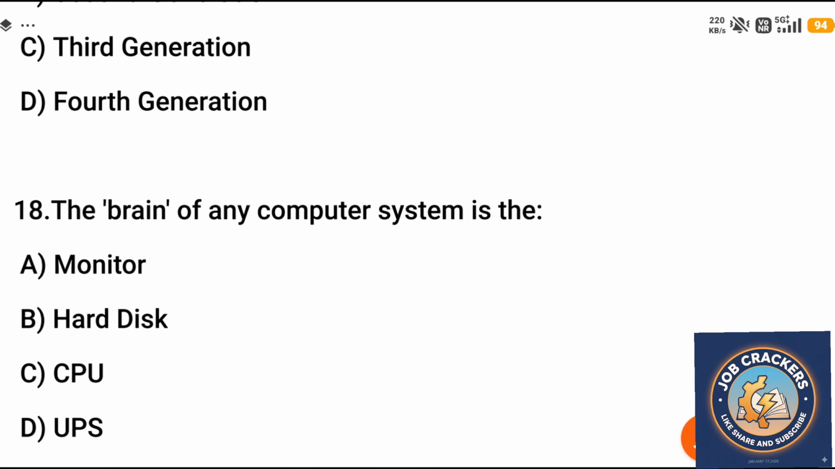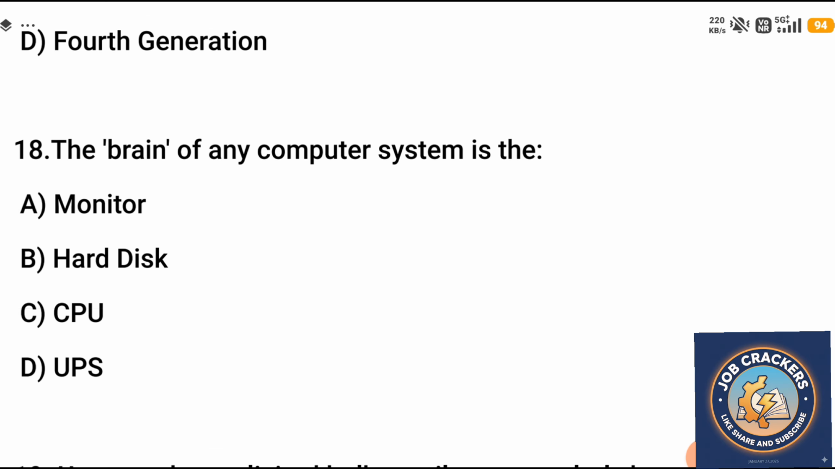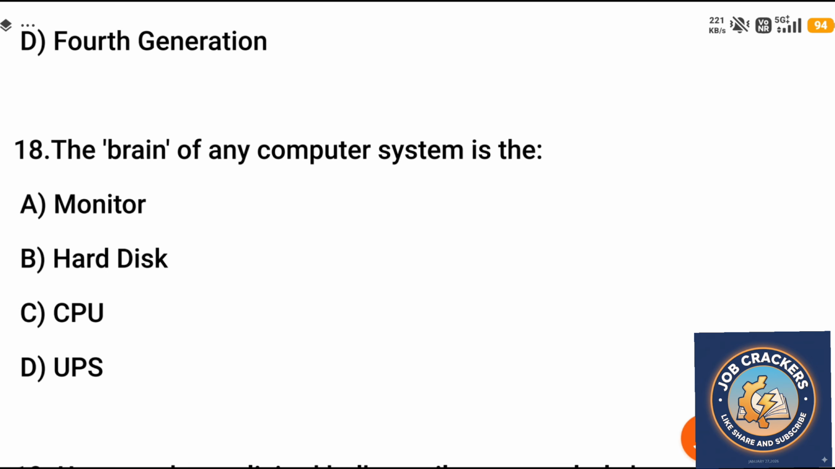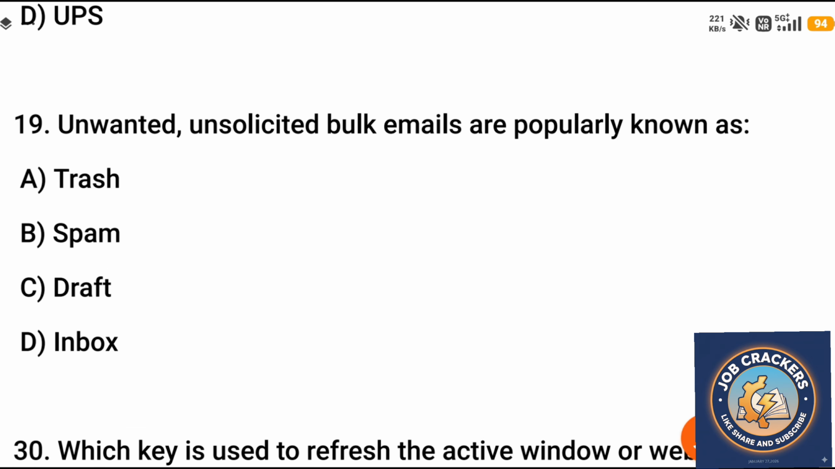Question 18. The brain of any computer system is the A. Monitor, B. Hard disk, C. CPU, D. UPS. Correct answer is option C. CPU.